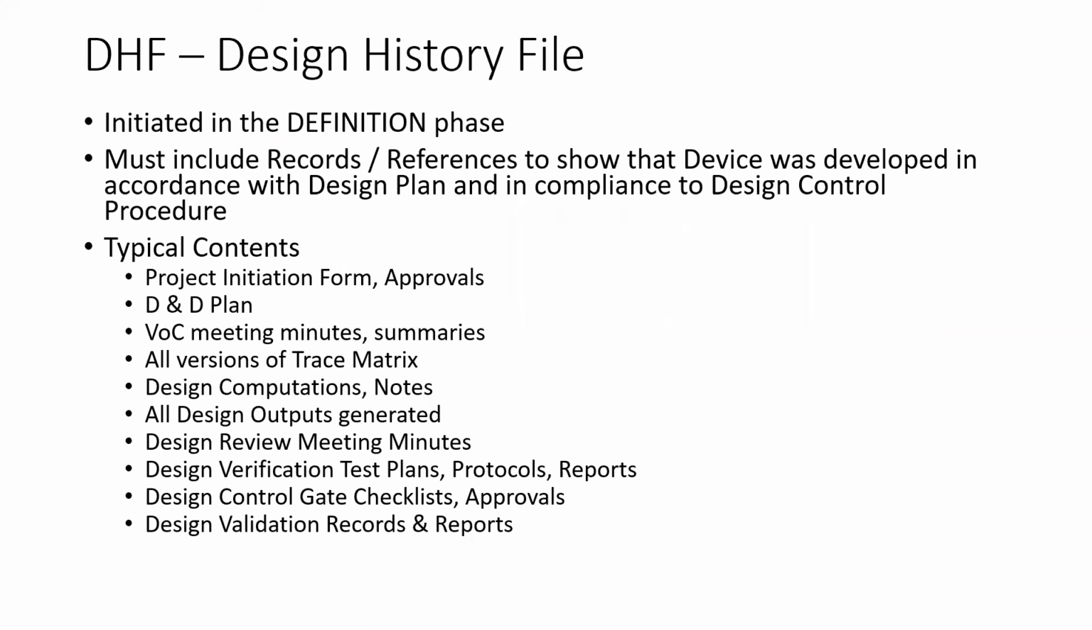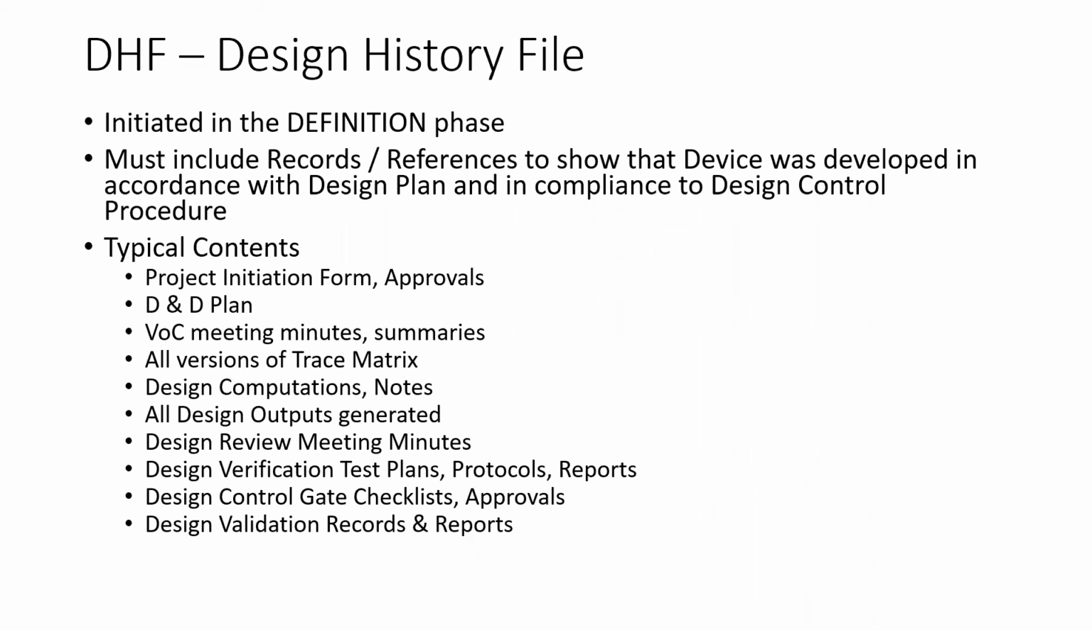So what is a design history file? A design history file is a compendium, a collation, or a compilation of every single document that is created during the design process, from initial ideation to commercial release of the product. These records and references must provide evidence that the development and release of the device happened in accordance with the design control procedure. That is the expectation.